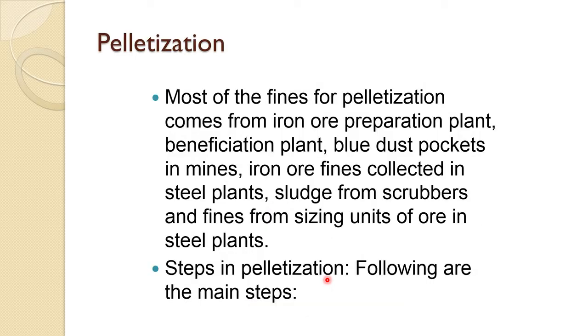Most of the fines for pelletization come from the iron ore preparation plant, beneficiation plant, blue dust pockets in mines, iron ore fines collected in the steel plant, sludge from scrubbers, and fines from the sizing unit of ore. As we discussed during our ore section, you do grinding, crushing, so lots of fines are generated. Similarly in sludge, when you are removing the dust from the blast furnace, you get that. From the steel plant you collect quite a lot, mill scale and BOF, basic oxygen furnace, lots of iron fines are generated. So these all go to the pelletizing plant.